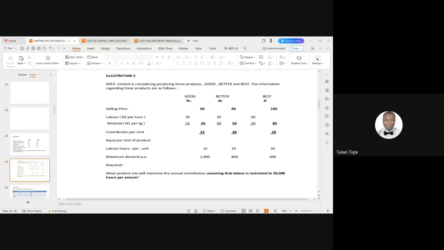For you to produce 1 unit of good, how many hours do you need? Look at the question very well. 15 hours. Fine, 15 hours. See, it's labor hours per unit. You need 15 hours to produce 1 unit of good.